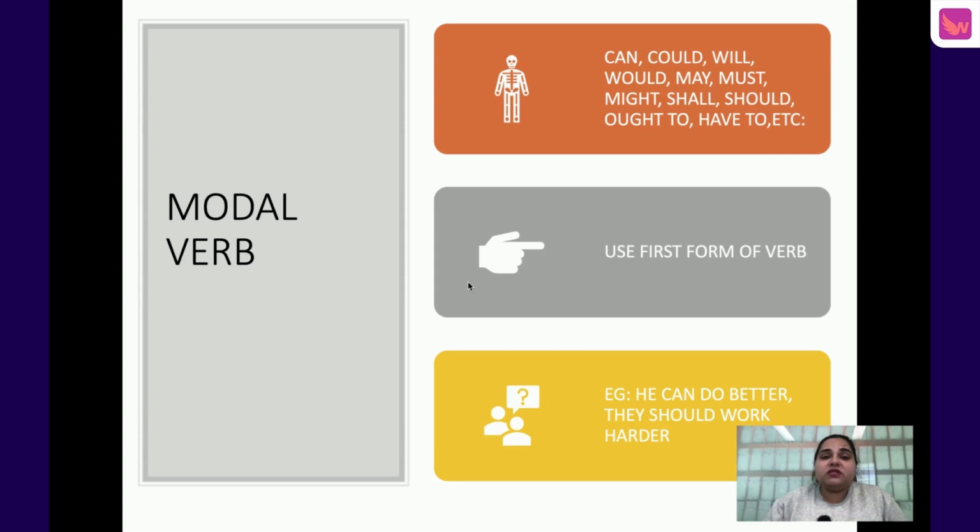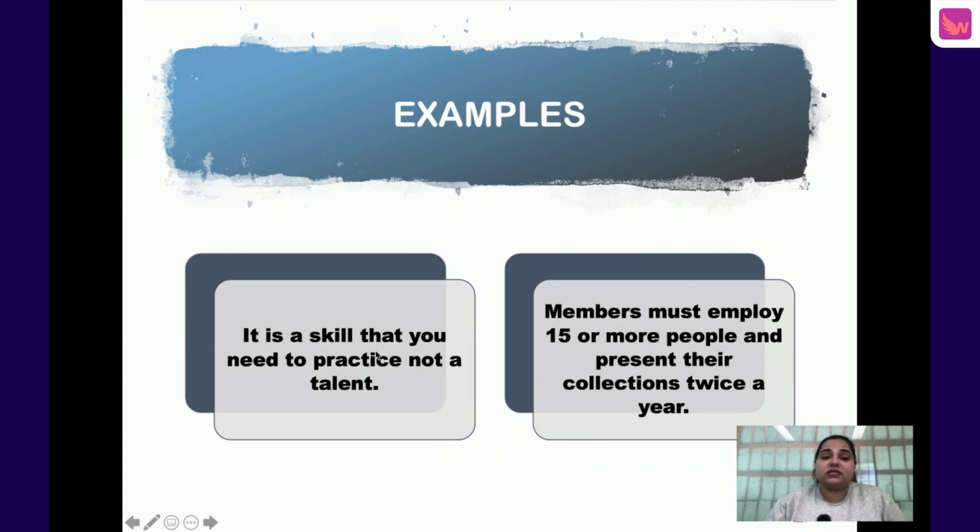Then the next concept is modal verbs. These are modal verbs like can, could, will, would, may, must, might, shall, should, ought to, have to, etc. You have to use the first form of verb whenever there is a blank after a modal verb. For example, he can do better, they should work harder. In some examples, it is a skill that you need to practice, not a talent. Members must employ 15 or more people and present their collections twice a year. So must employ: must is a modal verb, and employ is your first form of verb.